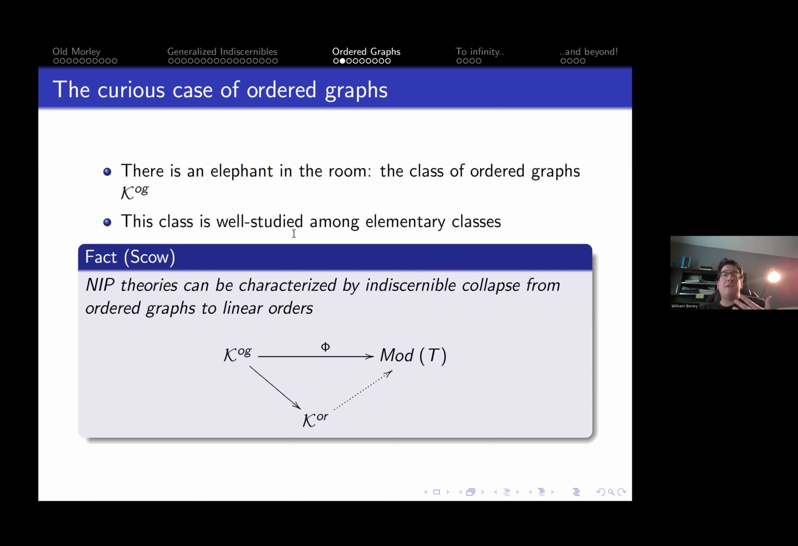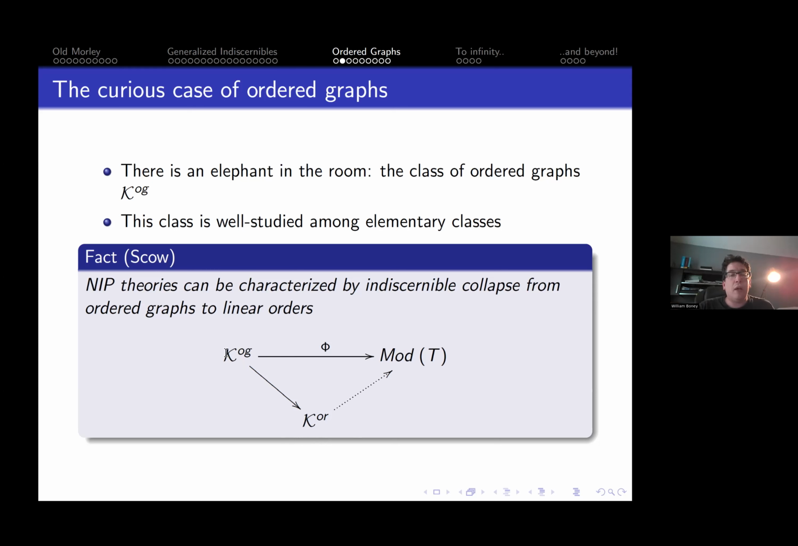One way that you can characterize these dividing lines, or at least many of them, is through this idea of indiscernible collapse. So this is the one for NIP theories that uses ordered graphs. This is due to Lynskey, that T is NIP. So what's the diagram here? KOG is the class of ordered graphs. There's this forgetful functor down to the class of linear orders that just forgets the graph structure.